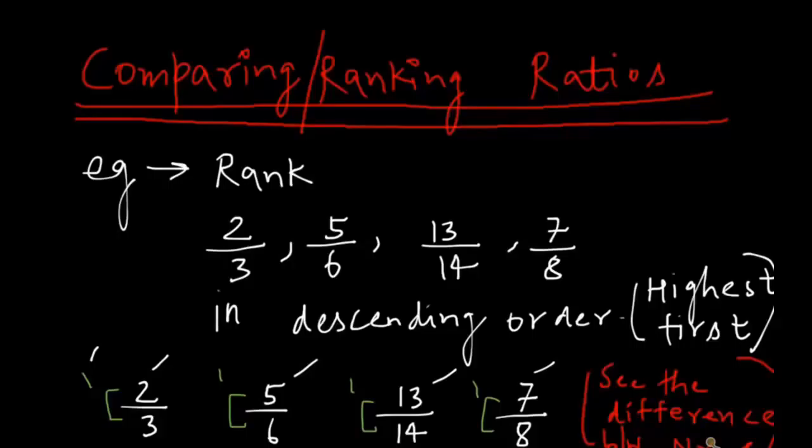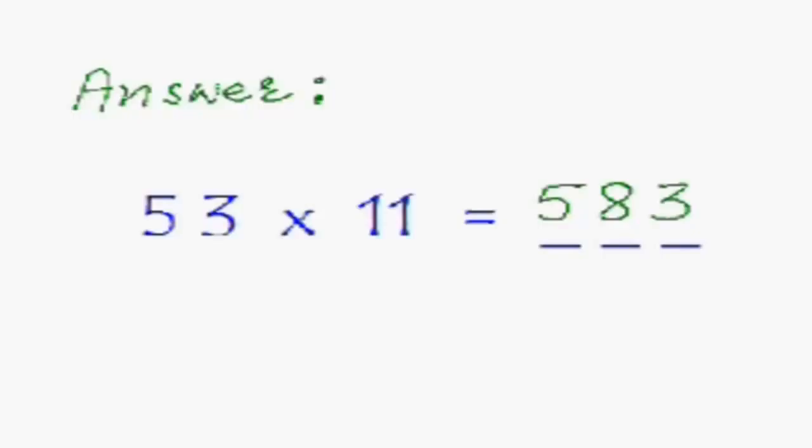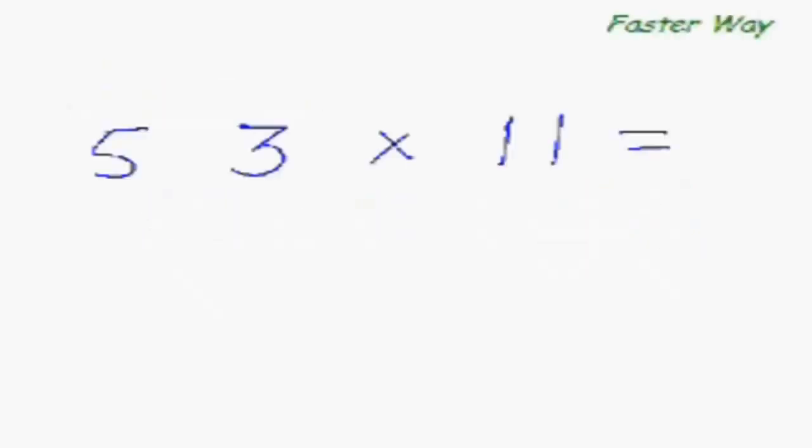Whenever the difference is the same, you just need to see the numerators. Just compare the numerators. The greater the numerator, the greater will be the fraction. In our case, 13 is the highest number, so 13 by 14 will be the largest fraction, followed by 7 by 8, then 5 by 6, then 2 by 3.